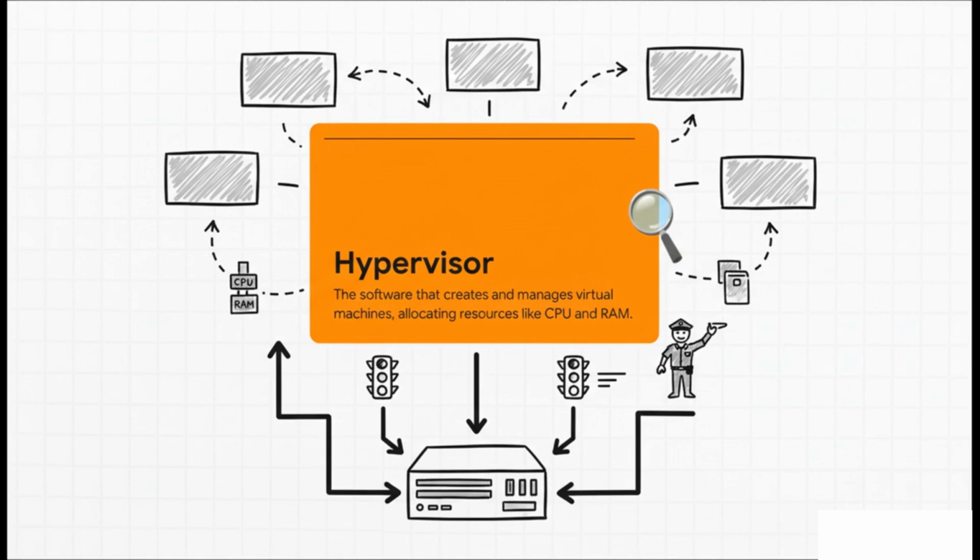So what's doing all this slicing and managing? That would be a special piece of software called a hypervisor. The best way to think of it is as a traffic cop. It stands on the physical hardware and directs everything, creating and managing all the virtual machines, making sure each one gets the resources it was promised without bumping into the others. Seriously, if you want to pass your exam, you have to know what a hypervisor is.